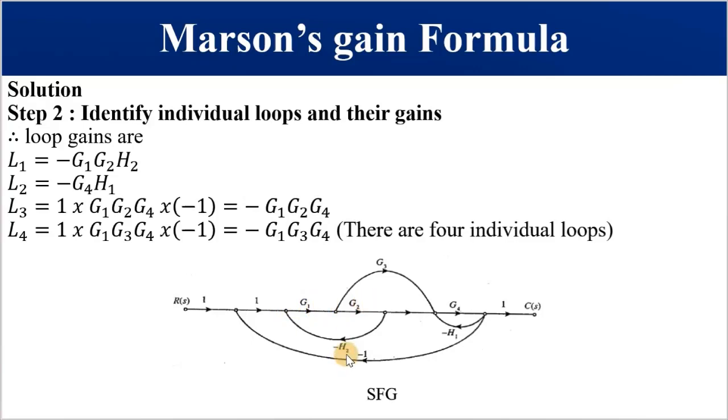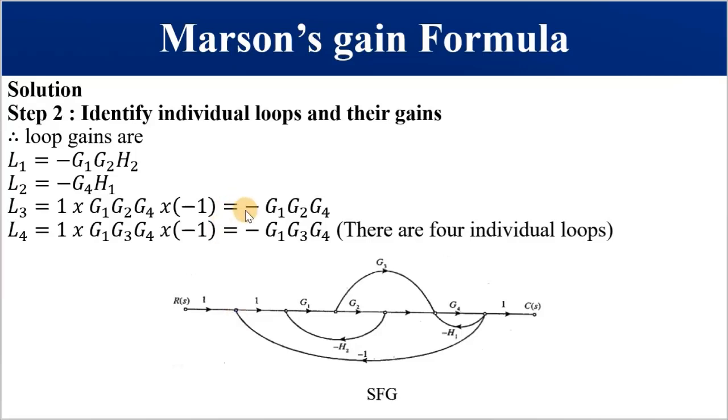Let's go to the second loop. This is my second loop, from this point via G4, minus H1, and back to this point. So it is a loop. This is equal to minus G4 H1. My third loop is from this point. Let us proceed. This is 1 times G1 times G2 times G4 times minus 1 in this case. We are now going back to where we came from. So this is my third loop.